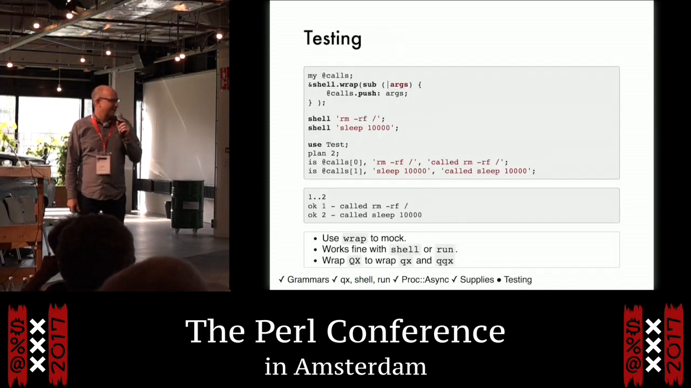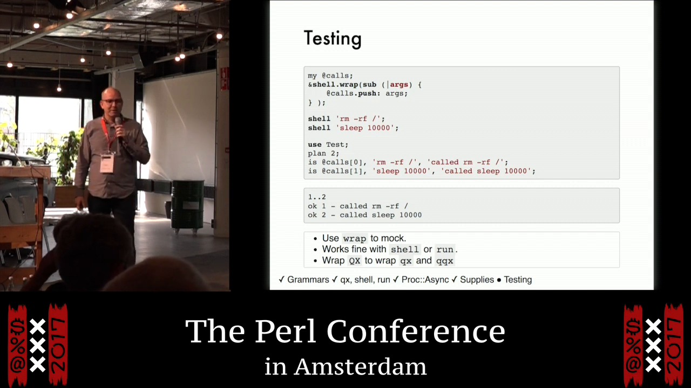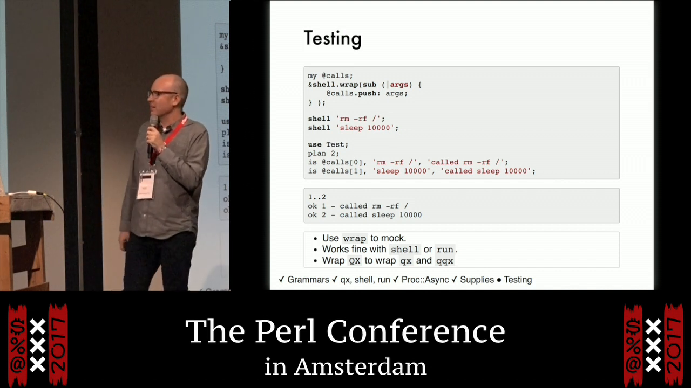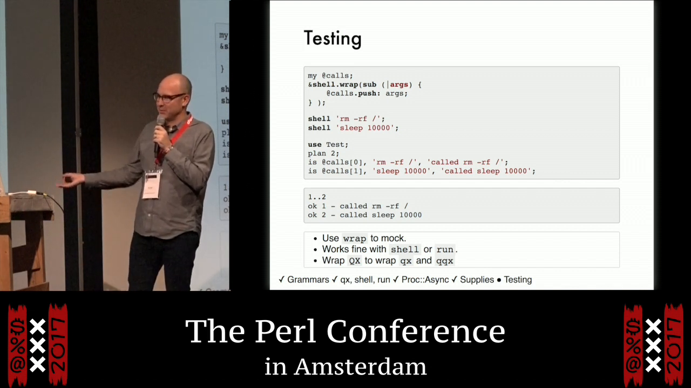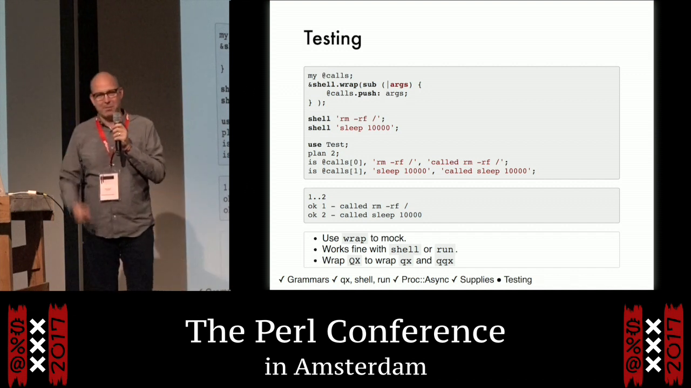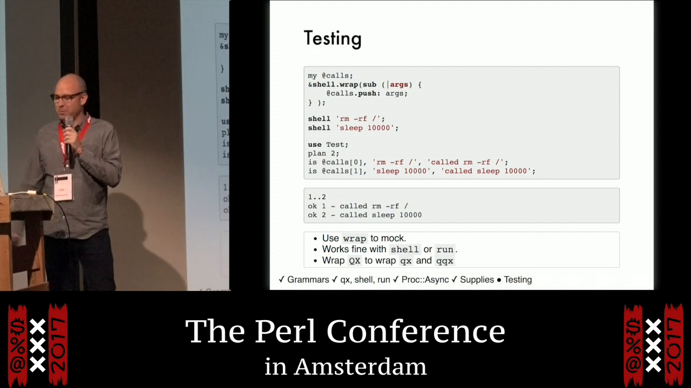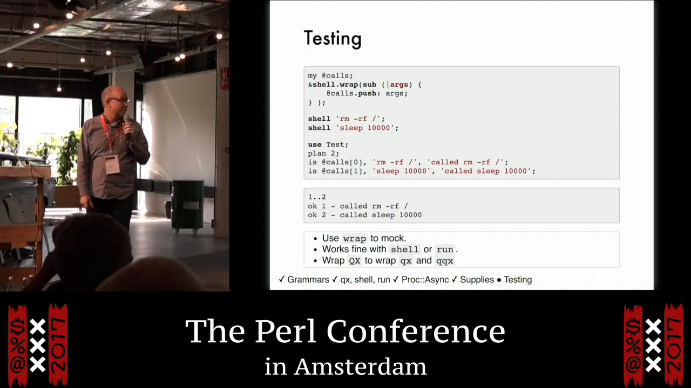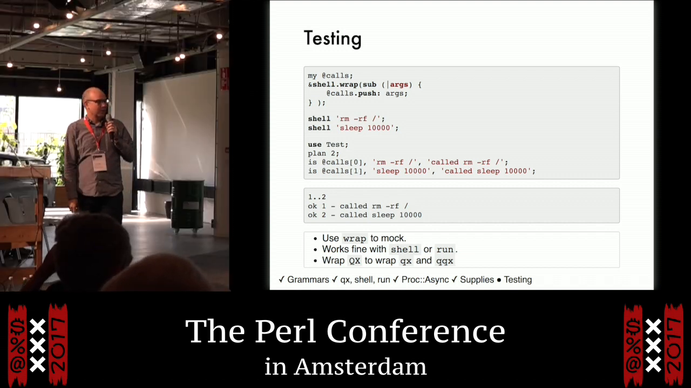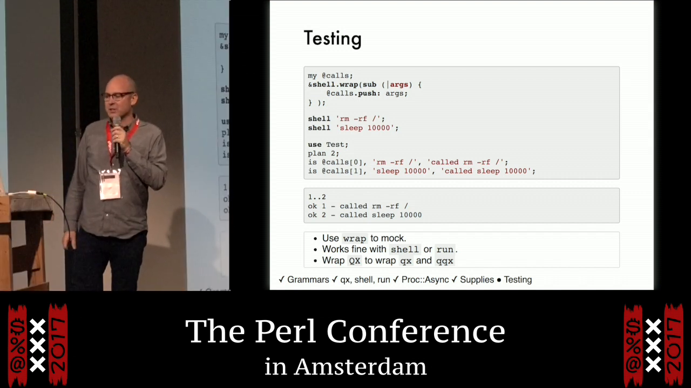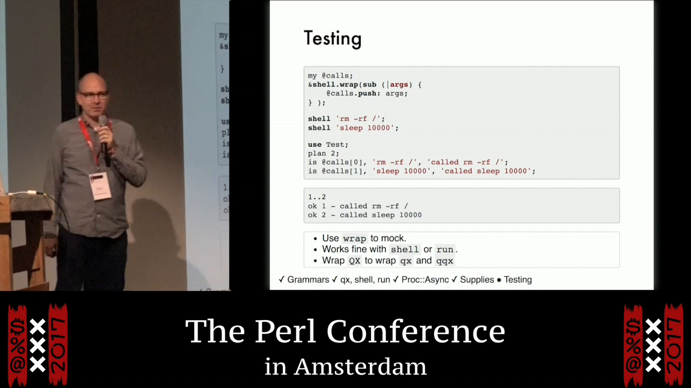Okay, so one final thing, which is testing. Whenever you have external processes, it can be hard to test because you don't want to run the processes while you're testing. You want to mock them. And there's a very easy way to do this with Perl 6. You can just use wrap. If you say &shell.wrap, it says instead of running the shell, just run this command that I just gave you right here.